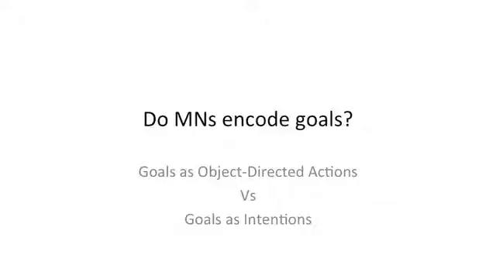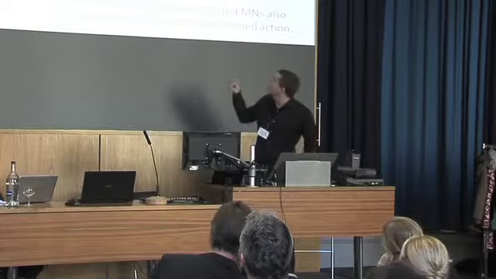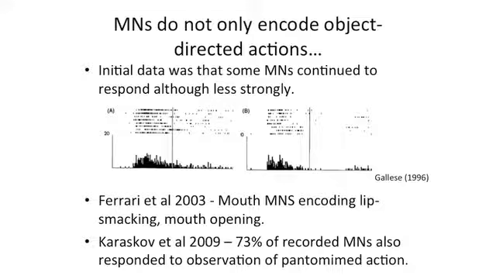So we can put those things together and get two understandings of what we mean by mirror neurons encode goals. One is that they encode object-directed actions, so transitive actions. They don't care about intransitive. The other one is that they're coding for a higher level of intention. This might be to grasp the peanut, or to grasp the peanut in order to eat. Let's look at the first one. Mirror neurons only encode object-directed actions.